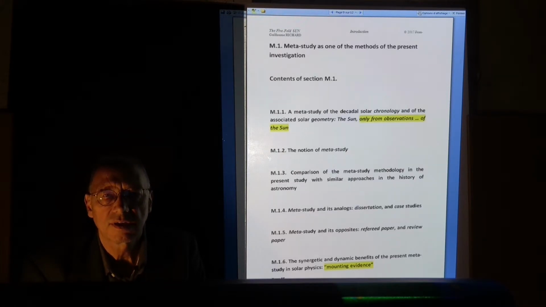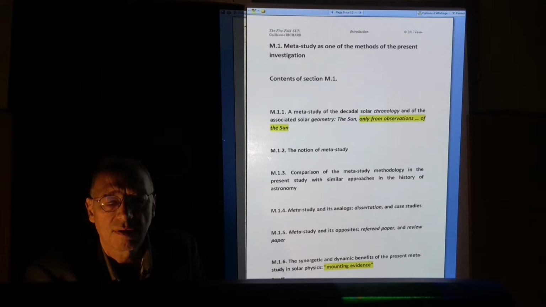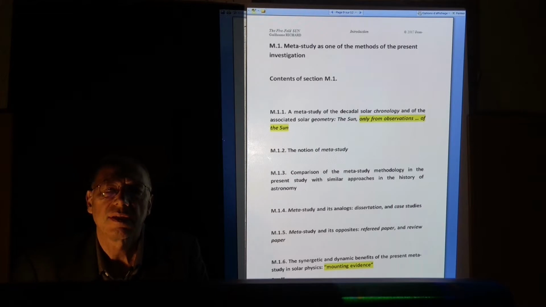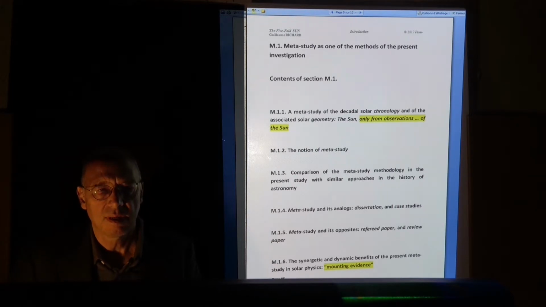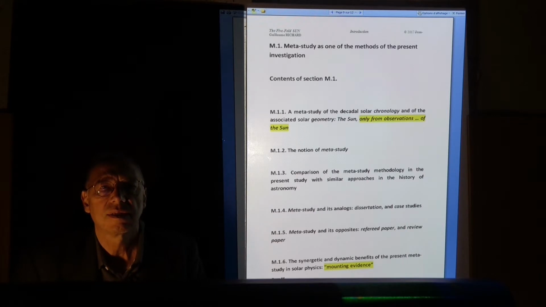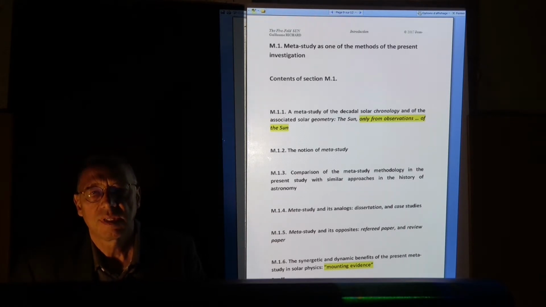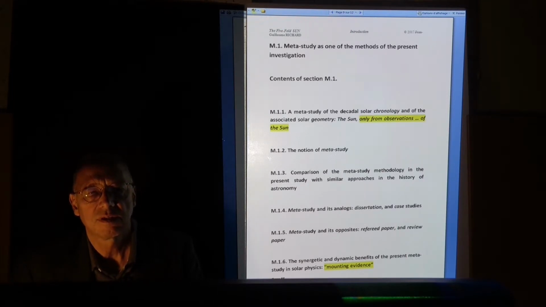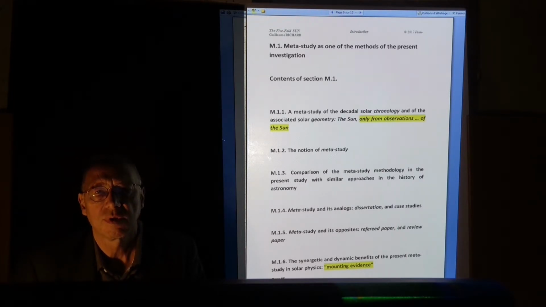Also in this introduction there is a methodological section which is devoted to the main statistical technique that I implemented to arrive at the conclusions that are reached in this work. This technique is meta-analysis. Meta-study or meta-analysis is one of the several methods of this investigation, but it is the most important one.